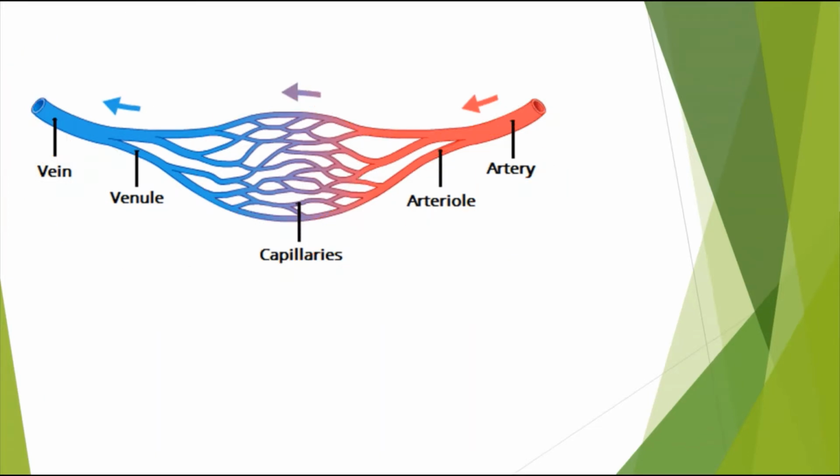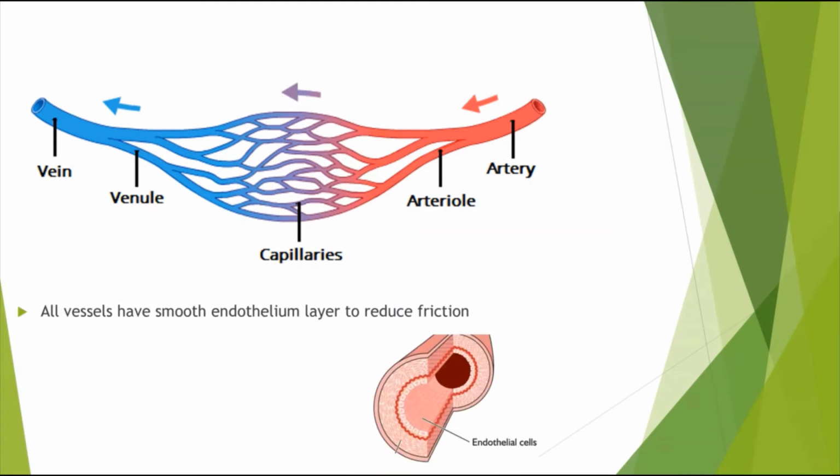You'll be required to know the function as well as the structure for some of these in more detail. But one thing you need to know is for all of these vessels, we have a smooth endothelium layer, and this is just to reduce friction. So all of these would have this smooth endothelium layer.